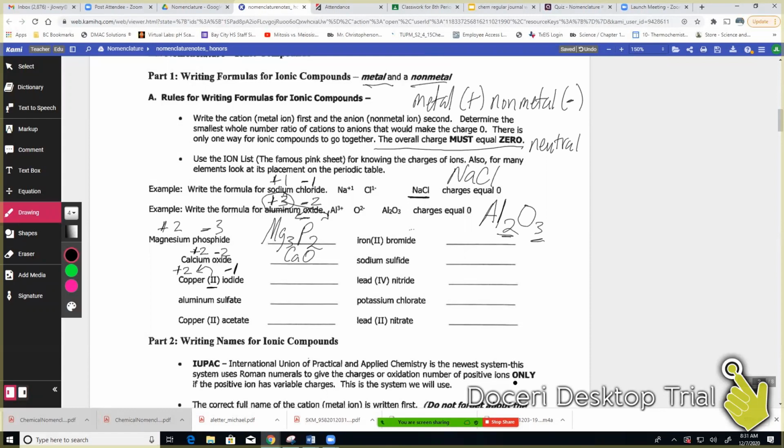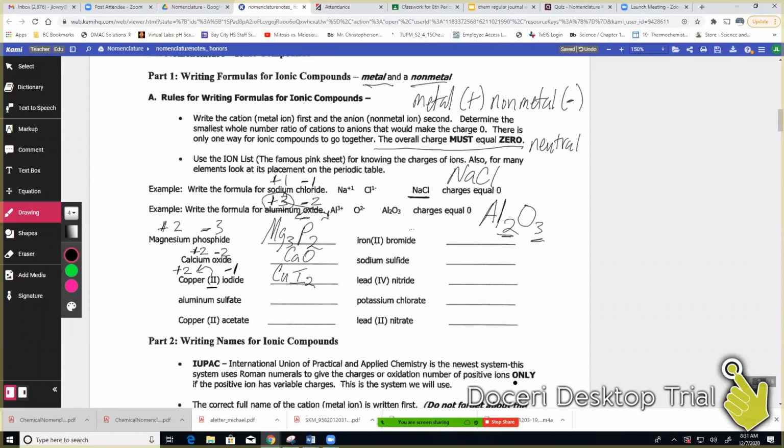So I start off, I put my symbol for copper. It's already at a +2. So does it need a subscript? No. Then I put my I for my iodide. It's a -1. So what does it need a subscript of? 2. Because then 2 times -1 will give me -2.